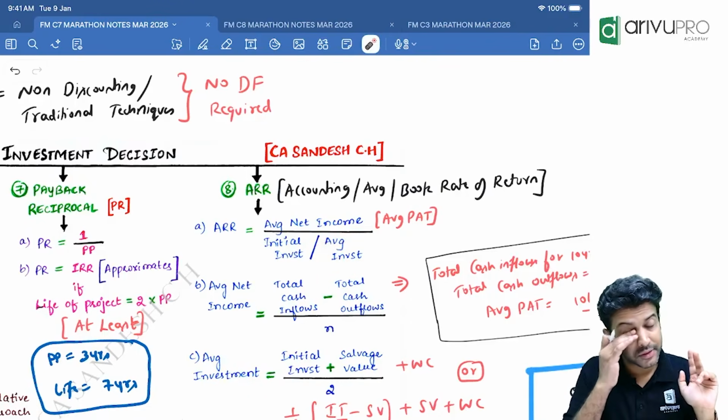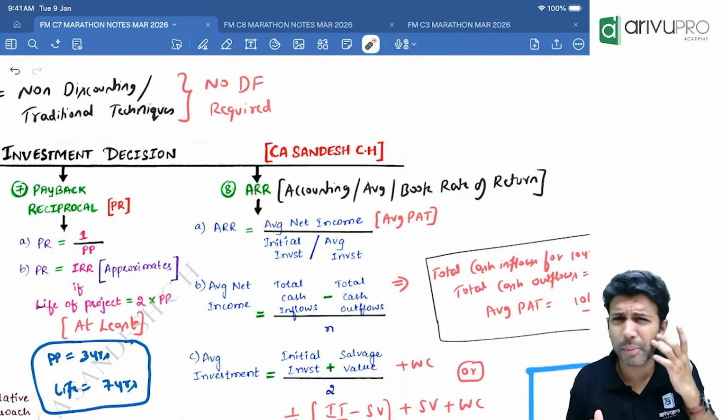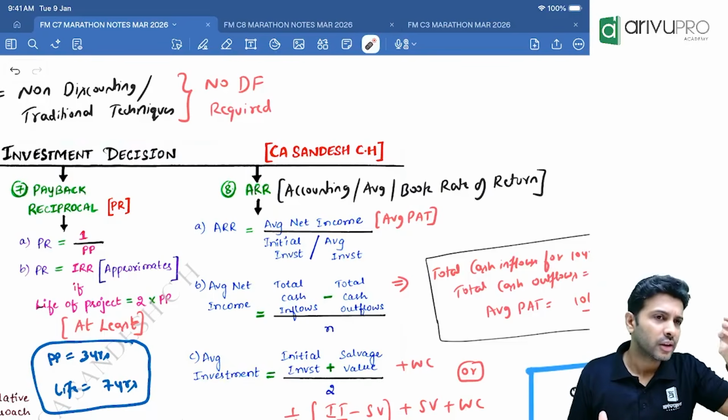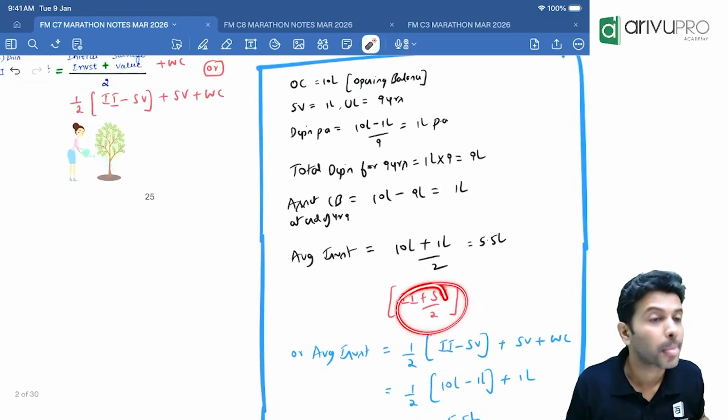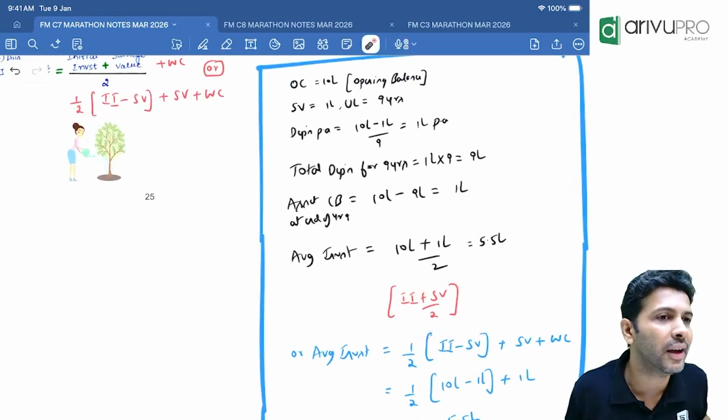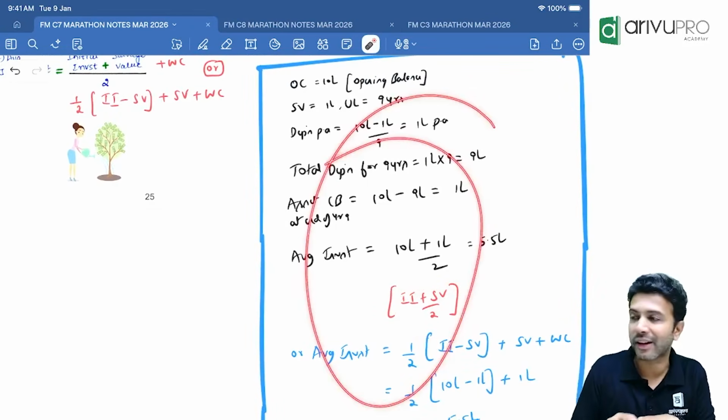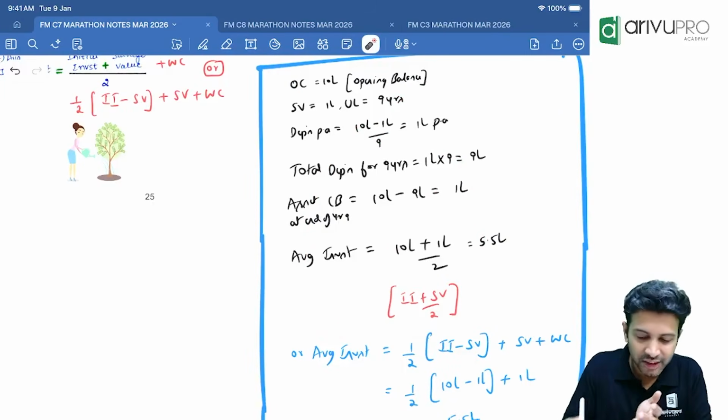How do you find average investment? Actually, a simple formula to find average investment is initial investment plus salvage value divided by 2. That's all it is actually. Initial investment plus salvage value divided by 2. I proved this to you with an example in regular class. Leave that, right? But our ICAI will not use this.